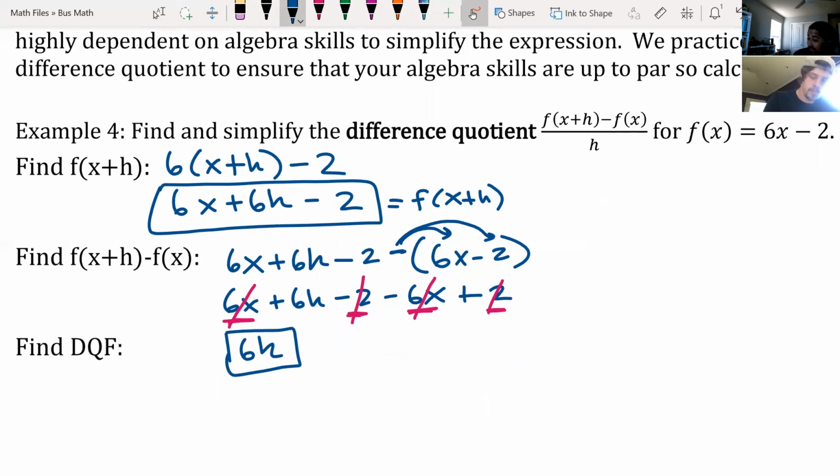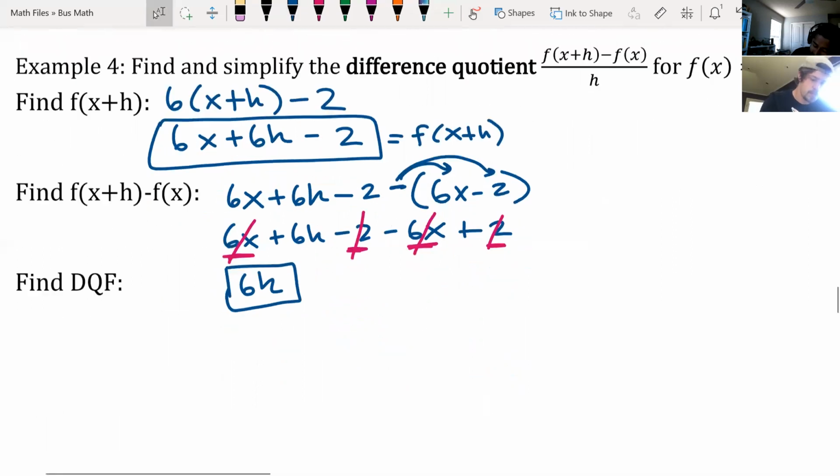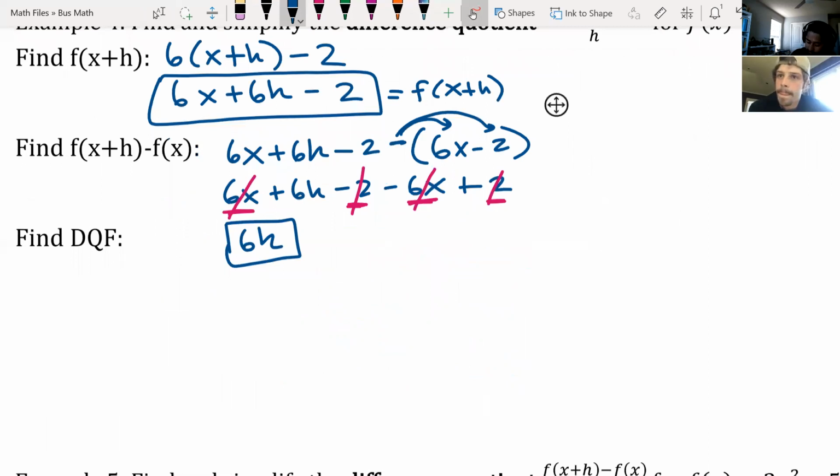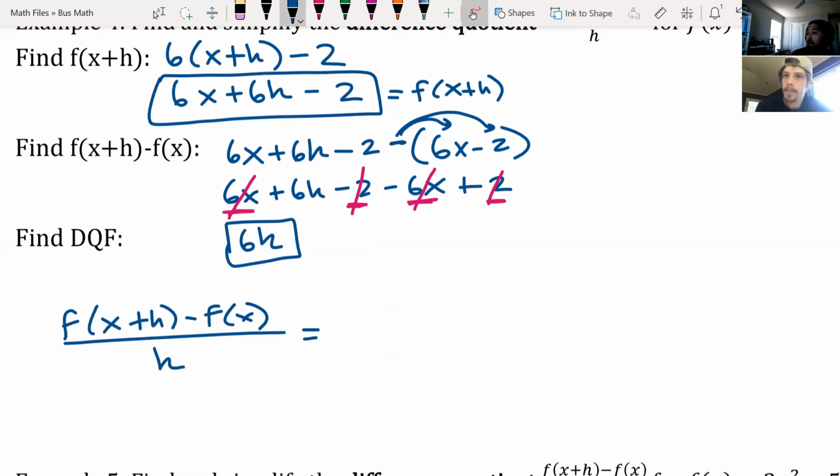And that's our answer for the second step, which means we are now able to go to the final step, which says find the difference quotient, which means we want to know what is f of x plus h minus f of x all over h. And f of x plus h minus f of x is what we left off with on the last step. So you're just going to put 6h over h, and guess what? What's going to happen to our h's? Gone. And all we are left with is 6.